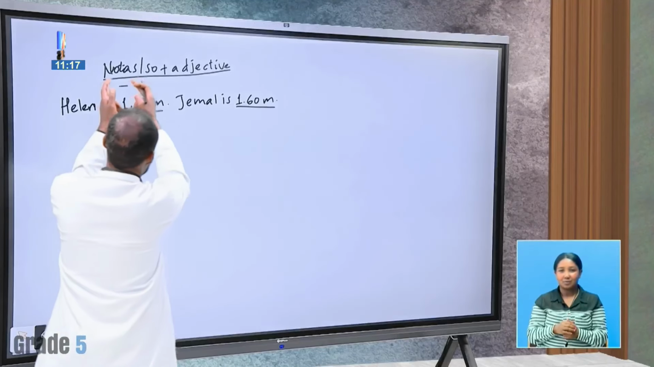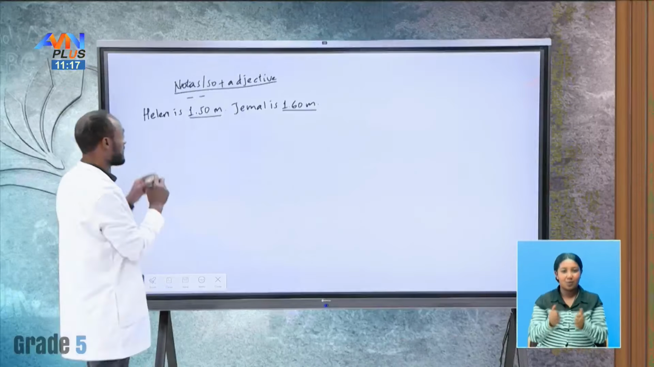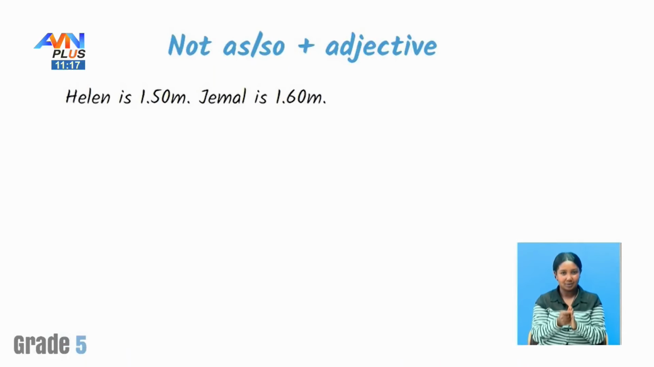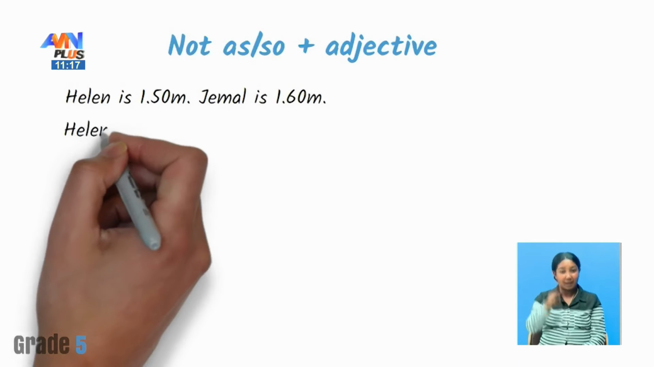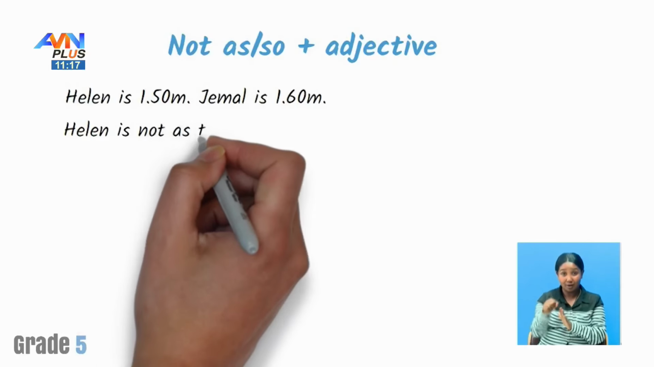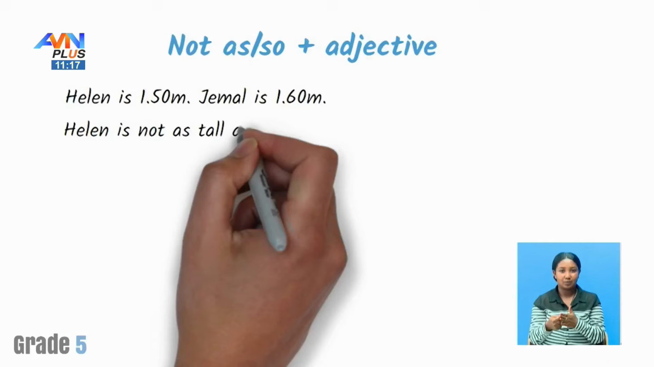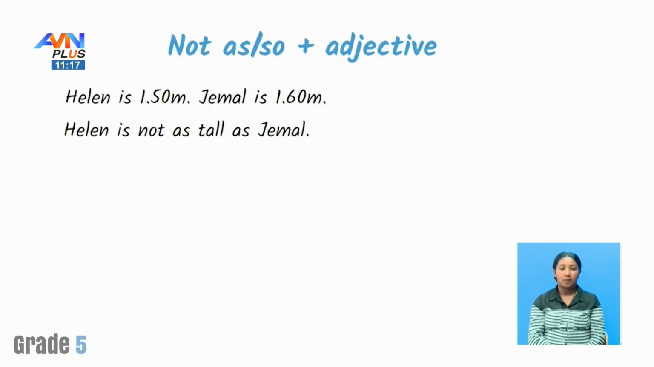We can use this structure to make them one single sentence. For example, we can say, Helen is not, we're talking about their height, okay? So, is not as tall as Jamal.